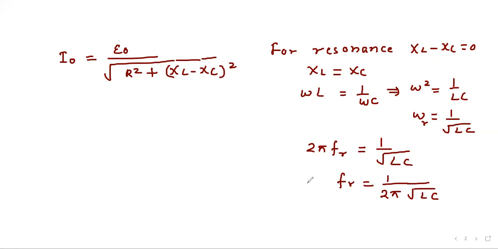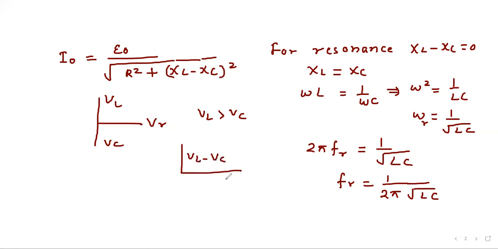Now, different possibilities are there. Suppose, as I told you, this is VL, this is VC, this is VR. Three cases are possible. If VL is greater than VC, then VL minus VC, and this will be R. So in this case, the equation of current will be I equal to I0 sine omega t minus phi.